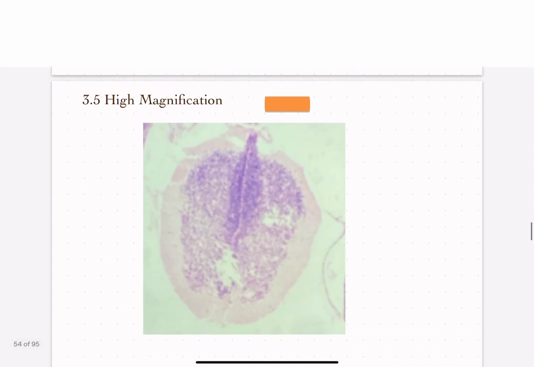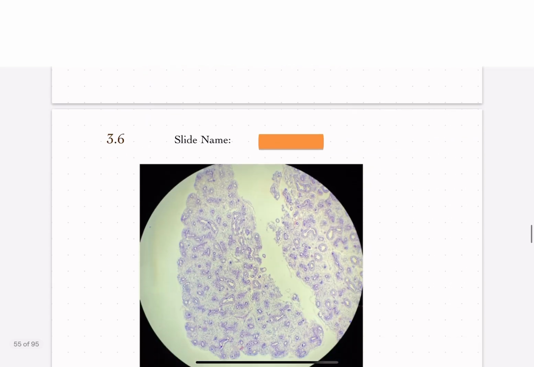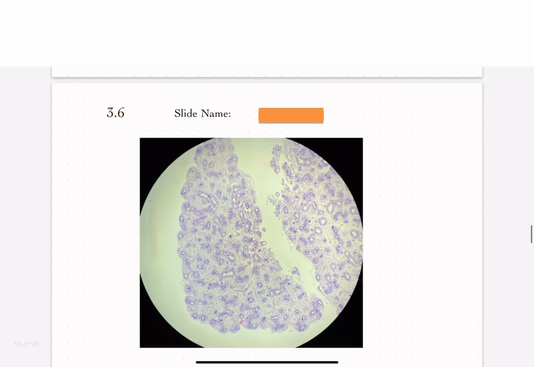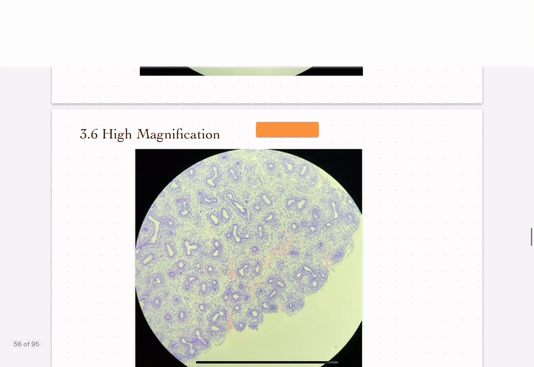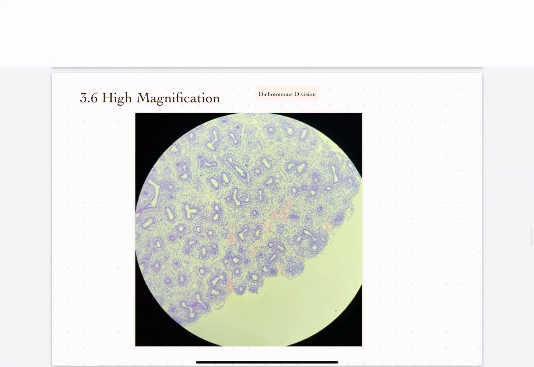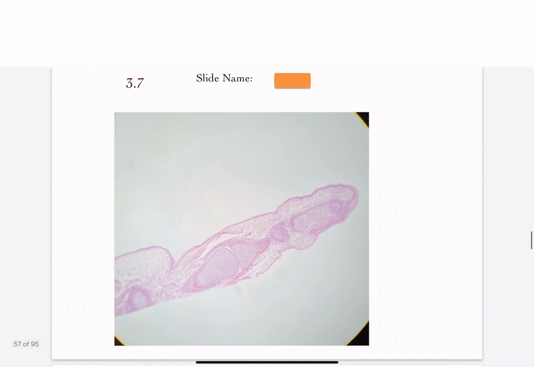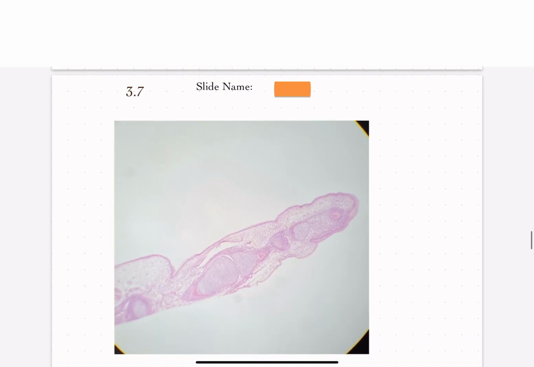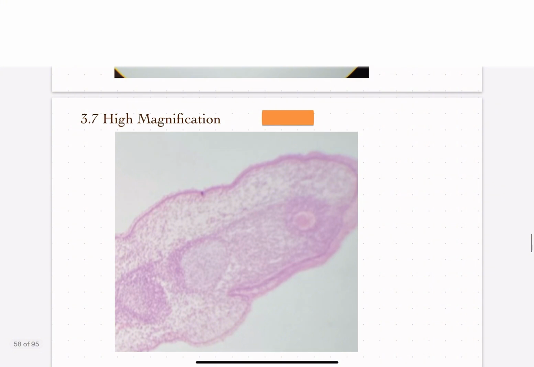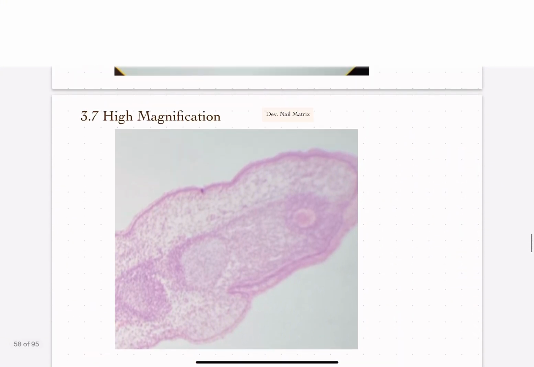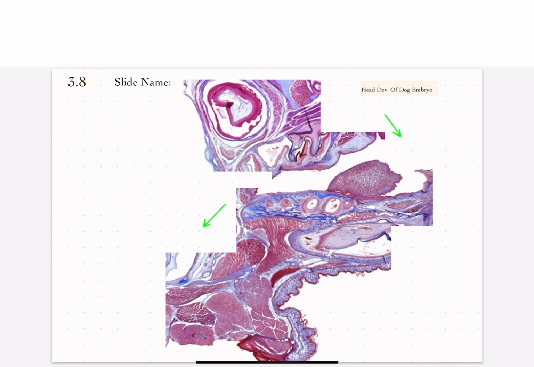And then 3.5 in high magnification, we saw the marginal zone. The slide name for this, because we couldn't see any other structures, was just the developing lung in pseudoglandular stage, not the total embryo. And then the structure was the dichotomous division. Next up is the developing finger, or finger development, and then for the high magnification, we saw the developing nail matrix. And then the next one was the head development of dog embryo.